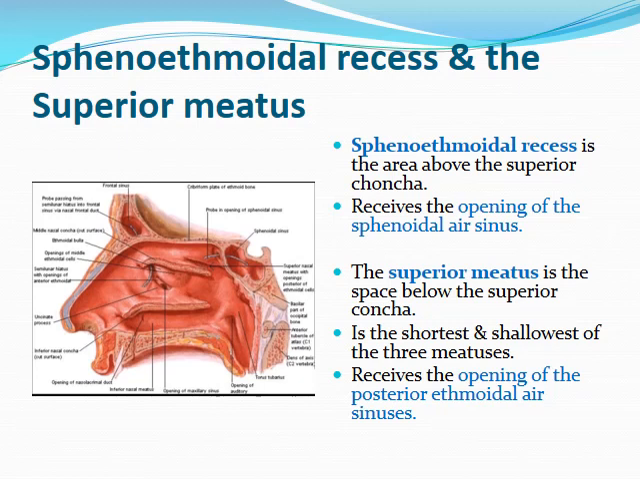Now coming to the superior meatus, I told you meatus is the space which lies below the concha. So the superior meatus is the space which lies below the superior concha. It is the shortest and shallowest of the three meatuses, and remember it receives the opening of the posterior ethmoidal air sinus.